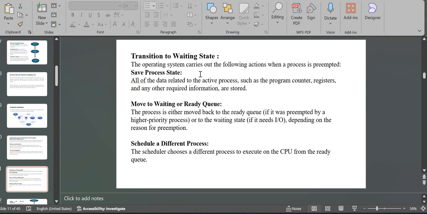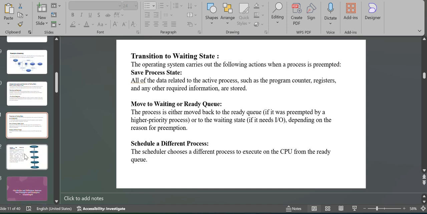Transition to waiting state. The operating system carries out the following actions when a process is preempted. Save process state: all of the data related to the active process, such as the program counter, registers, and any other required information, is stored. Move to waiting or ready queue: the process is either moved back to the ready queue or to the waiting state, depending on the reason for preemption. Schedule a different process: the scheduler chooses a different process to execute on the CPU from the ready queue.